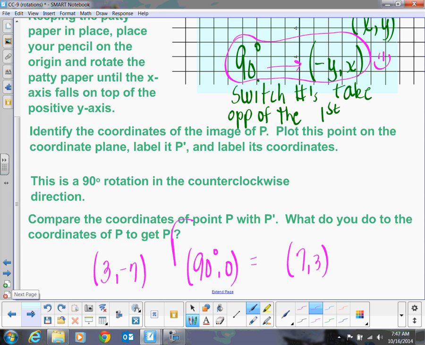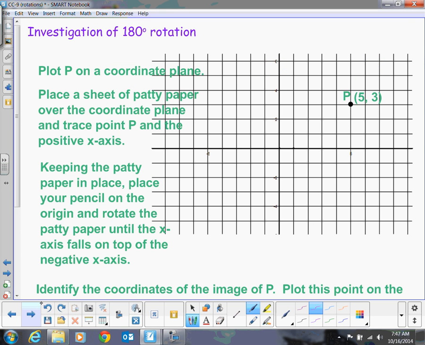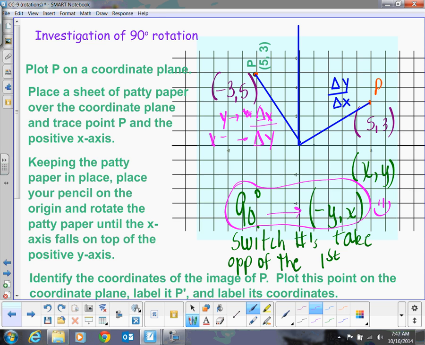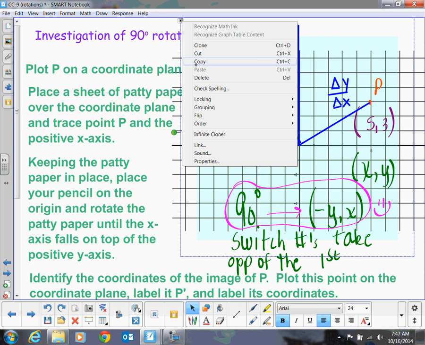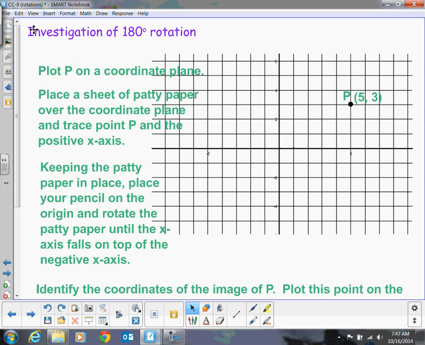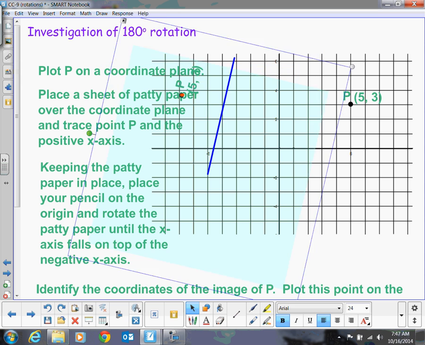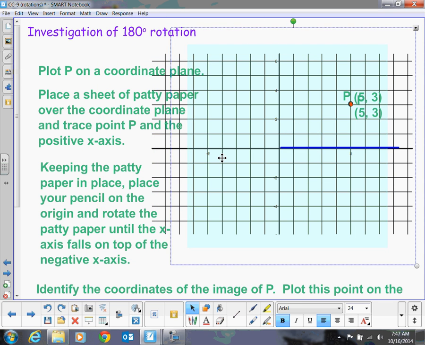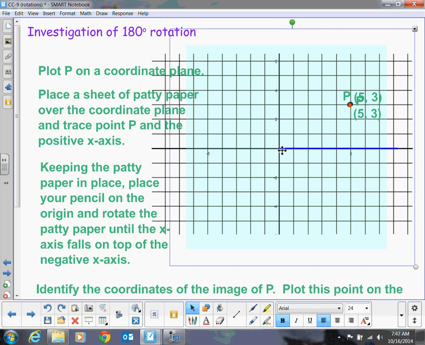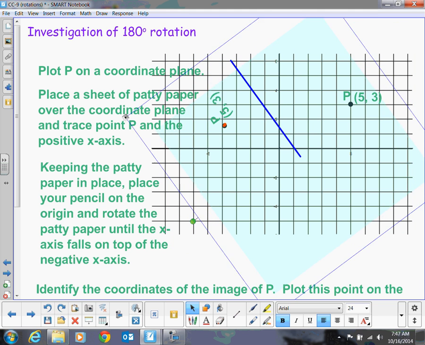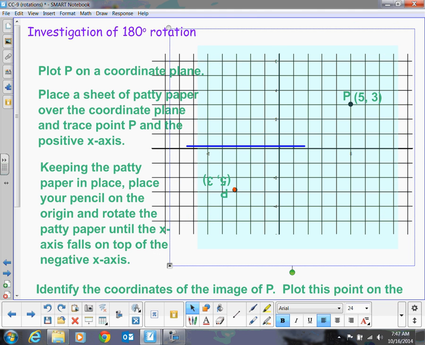All right, so draw another coordinate plane. Use the same thing that you have. Let me get my patty paper. All right, you have your patty paper. I want you to put it back on top the way it was. So that means you're going to unrotate it, put it back where it was. Now this time you're going to put your pencil point here, and you're going to rotate it until this axis falls on that axis. We want to do a 180-degree rotation. So you're going to rotate it until the x-axis falls on the negative x-axis. So it should be like that.